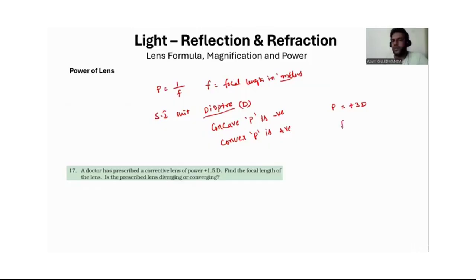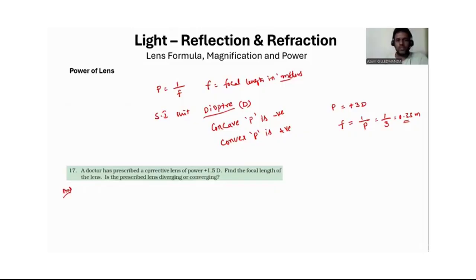And if you need to find the focal length, the focal length equals 1 by P. If P equal to 1 by F, then F equal to 1 by P. That is 1 by 3, that is 0.33 meters. That's the focal length of that lens.